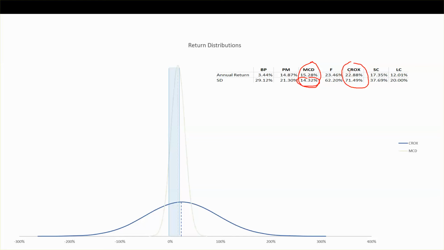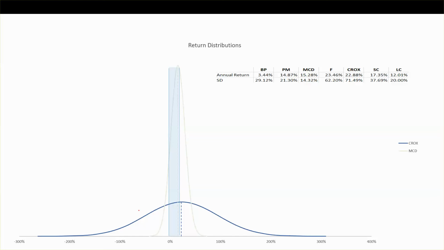Crocs, on the other hand, has a higher return than McDonald's, but it also has a much higher standard deviation. So the mean of Crocs's returns was 22.88%, but they were very varied returns. There were some really high highs and some really low lows. That's what I can tell by looking at that very high standard deviation for Crocs. The standard deviation for Crocs is more than three times the return for Crocs, whereas the standard deviation for McDonald's is actually less than the mean return for McDonald's.